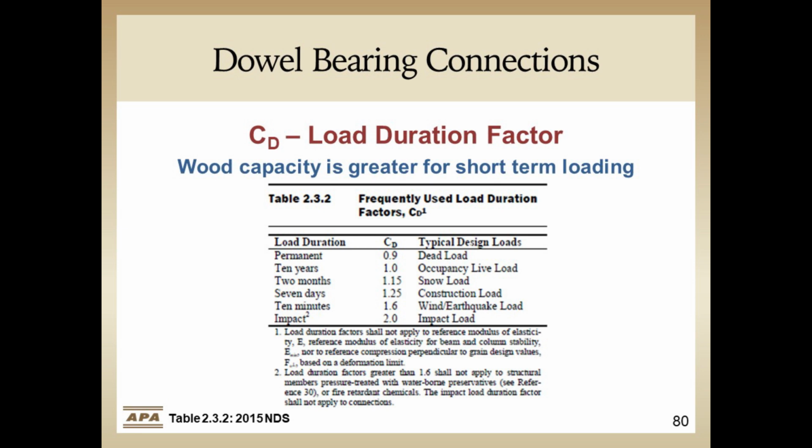This allows us to increase the allowable for short duration loads such as snow, but also requires us to reduce the allowable for permanent loads such as dead load. The appropriate factors are shown in this table. Most commonly, the designer would consider a 15% increase in allowable for snow loads or 60% for wind loads.